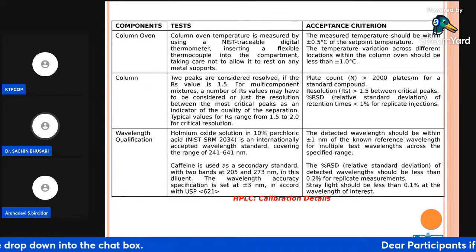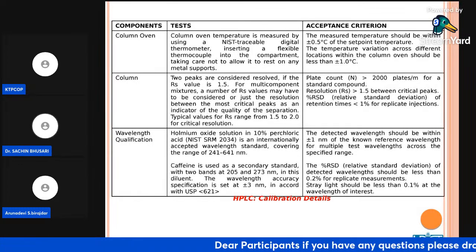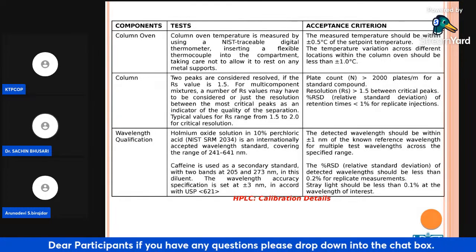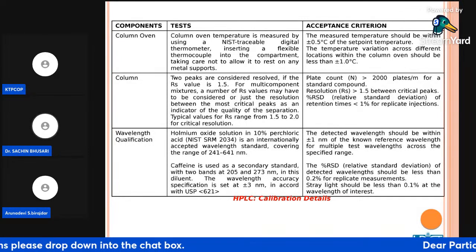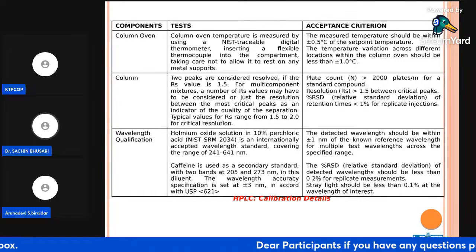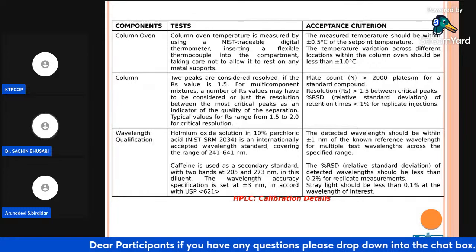Columns, yes, definitely. Plate count. For column, I know people are very well aware about the theoretical plates, number of theoretical plates, height equivalent to theoretical plates, resolution, peak asymmetry, everything you know it. Go to annotations, you will get the data. So for two peaks, what is the resolution, how they are different from each other, check it. Plate count should be more than 2000 plates per meter. That is the standard requirement.